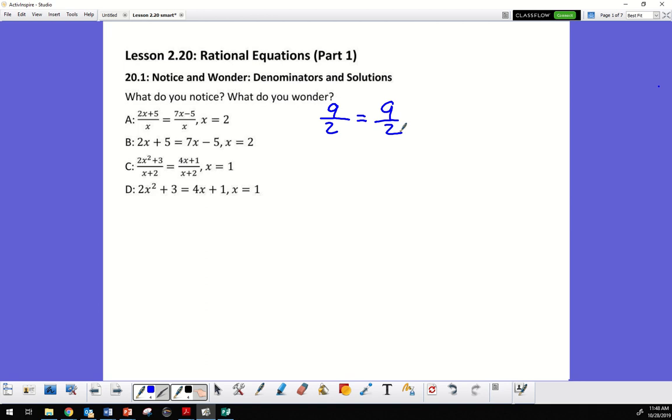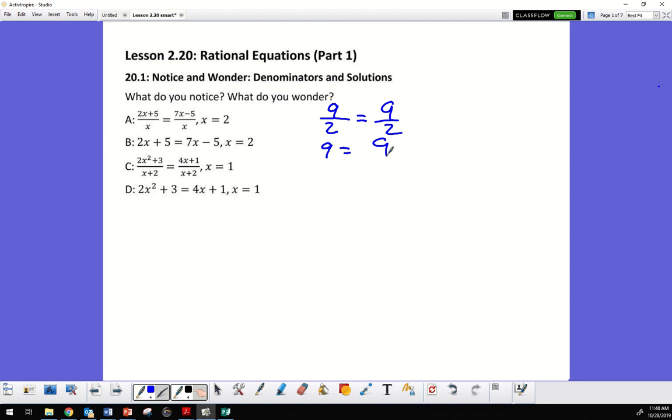Okay, so now let's try it on this side. So for B, it's going to be 2 times 2 is 4, plus 5, 9 equals, we're doing B, it's not an over. So again, 7 times 2 is 14, minus 5, 9. There we go, so 9 equals 9. So if you notice these equations, they're all going to be equal, aren't they? Yeah. Okay, so let's see if we get one that's not.